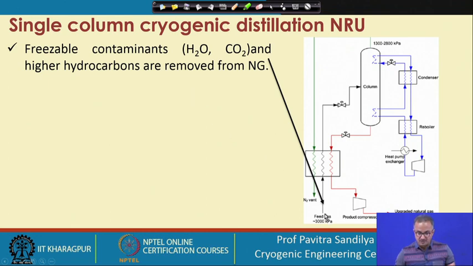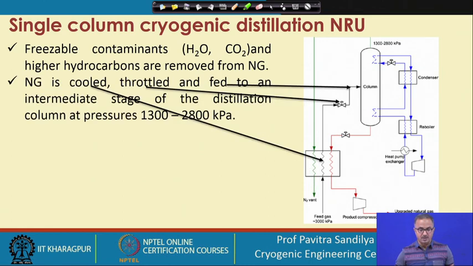Now, what we do: this is the natural gas at about 3000 kilopascal, which is going to the column, and first we remove the water, the carbon dioxide and hydrocarbons, because they can get frozen inside the pipelines. So, before this natural gas is sent to the distillation column at very low temperature, we remove H2O, CO2 and other higher hydrocarbons.